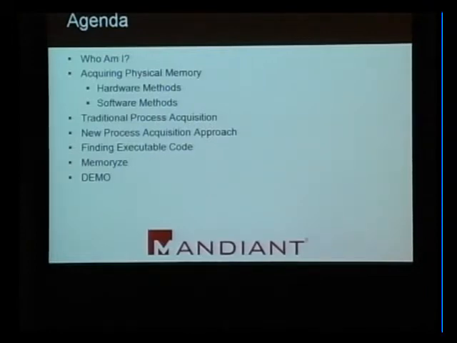Then we'll go to the new process acquisition approach, the one that we'll be releasing here at Hack in the Box, the one that will be included in the tool, and the one that we'll continue to talk about throughout the slides. Once we talk about process acquisition, you guys have a good understanding of it. We're going to talk to you about some of the really advanced things we can do after we've acquired a full process. That would be the find executable code bullet you see there.